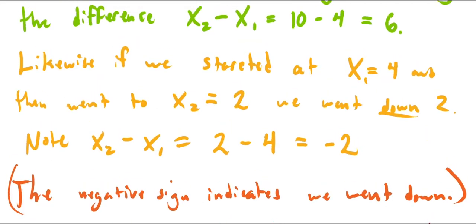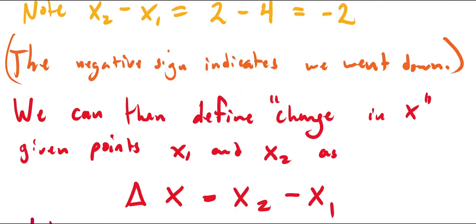Right? So keep that in mind. When we talk about change, the negative sign indicates that we've gone down. And then what we can do is define the change in x. What does delta x really mean in terms of two points, x1 and x2? That's going to be x2 minus x1.